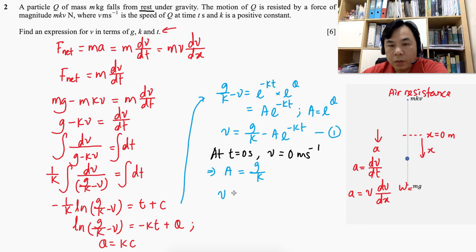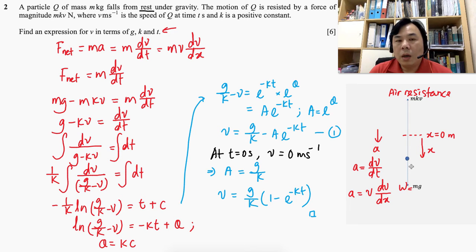And then finally, we can summarize the expression for velocity as g over k, and we can factorize that, of course. Okay, and then there you have it. That will be the expression for the instantaneous velocity of the particle q at any instant of time t. All right. Okay. I hope that is clear at this point. All right. I'm going to move on to the next question shortly.